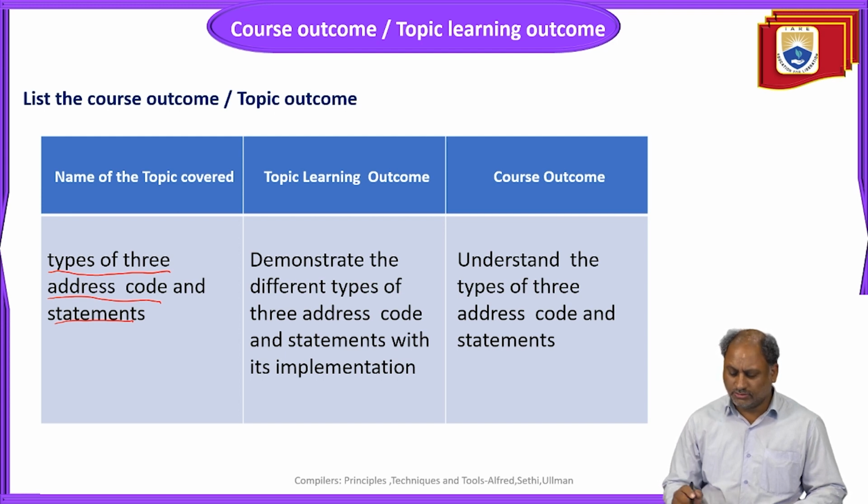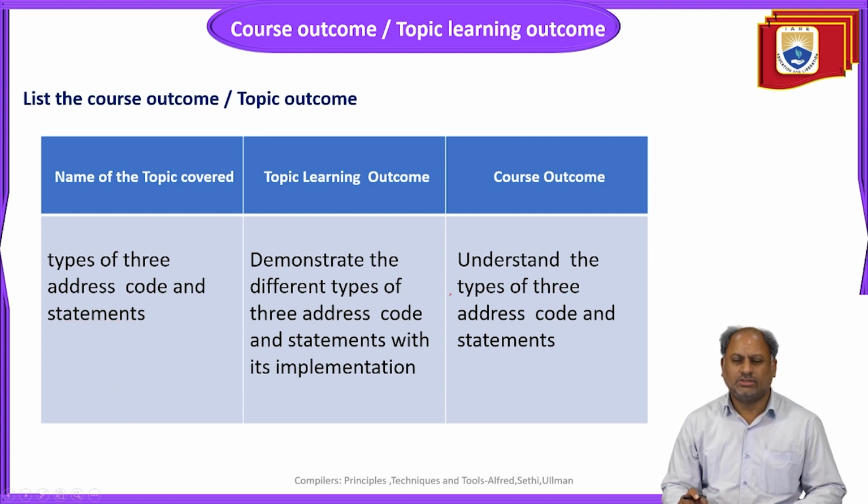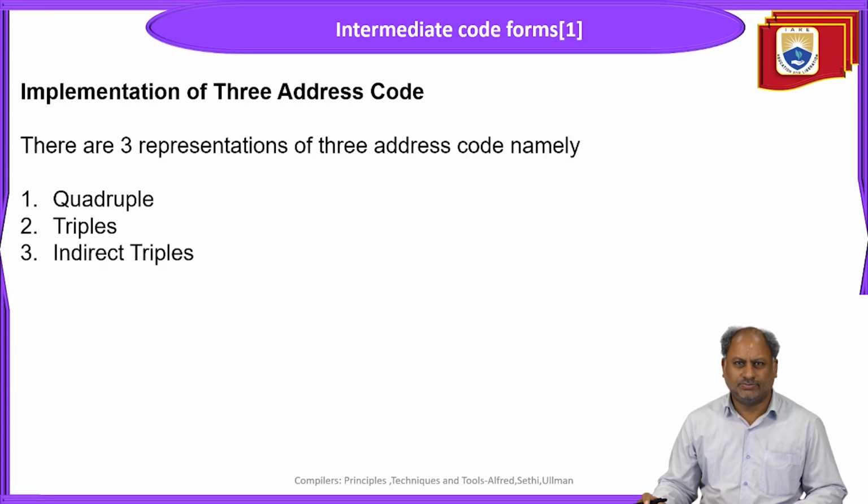The outcome is to understand various types of three address code statements. And the topic learning outcome is to demonstrate the different types of three address code and statements with their implementation, and how it can be implemented. Let us see the concept of three address code notation. We have seen how three address code is verified and maintained.